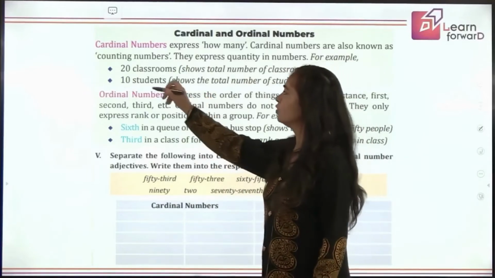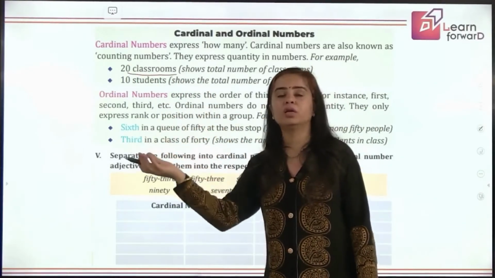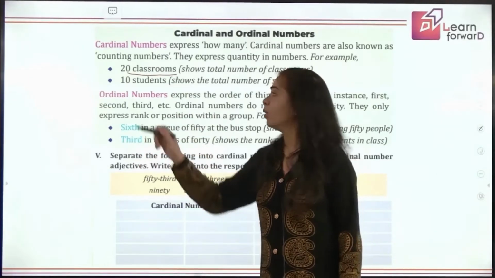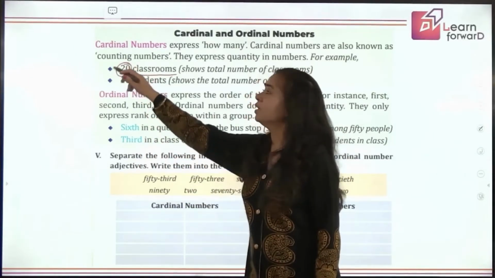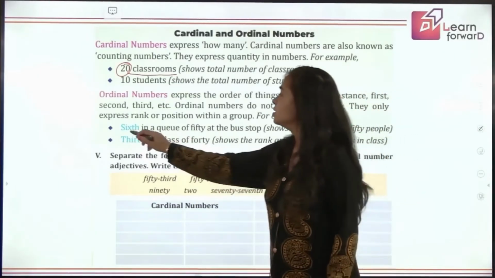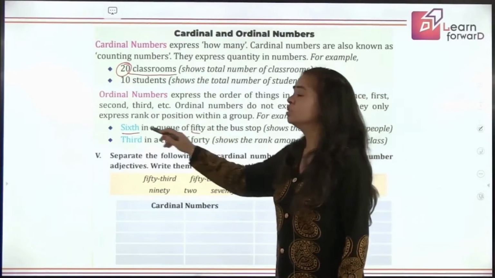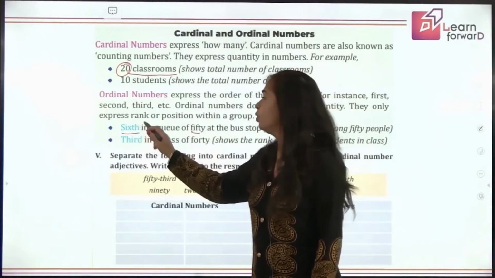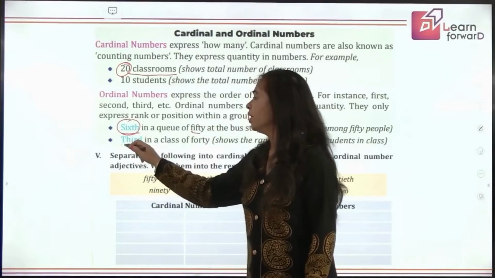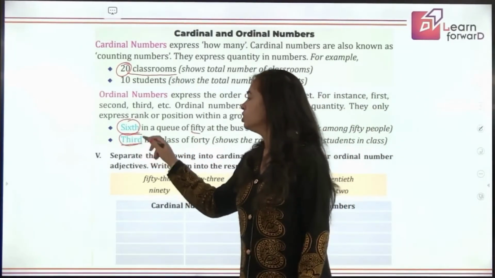This is the difference. So if I say 20 classrooms, that means I am just counting. So that is 20. What is 20 here? It is a cardinal number, a counting number. But when I say sixth in a queue of 50, so when I'm talking about sixth, I am talking about the position. When I'm talking about third in a class, I am talking about the position in class.